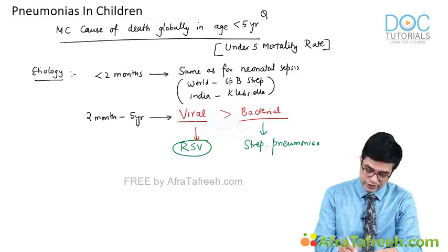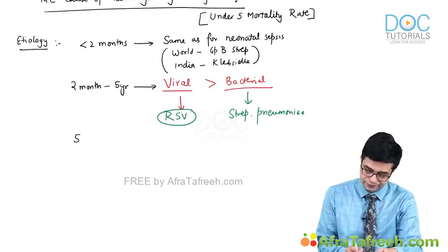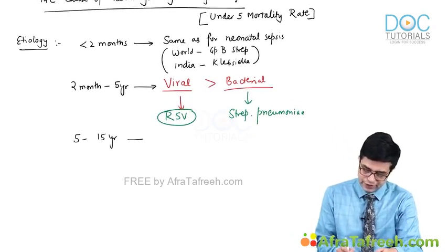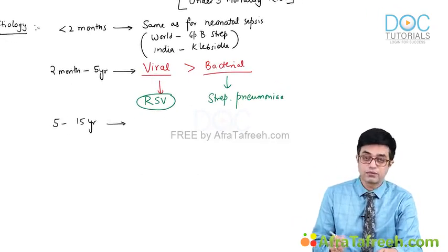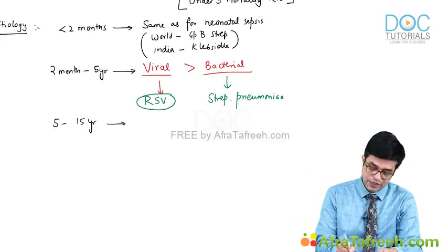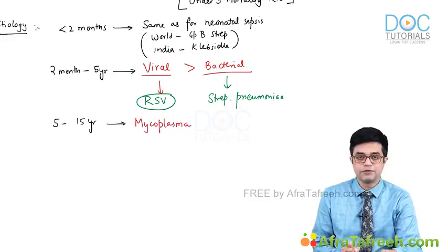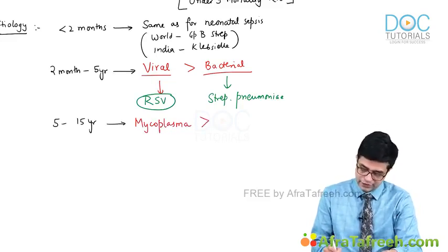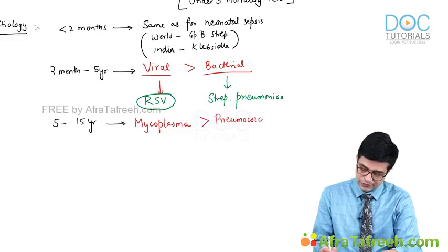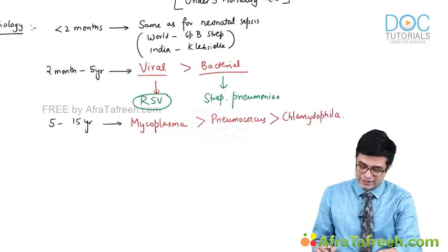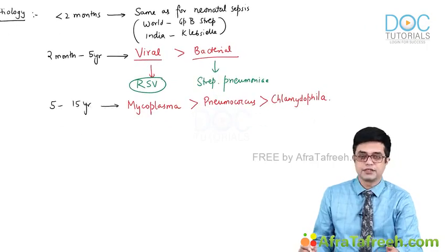The third age group is 5 to 15 years. In the 5 to 15-year age group, pneumonias in children are mostly caused by mycoplasma. So mycoplasma is the most common cause in the 5 to 15-year age group, followed by pneumococcus, that is Streptococcus pneumoniae, followed by a member of the Chlamydia family called Chlamydophila. So these are the etiological agents across various age groups.